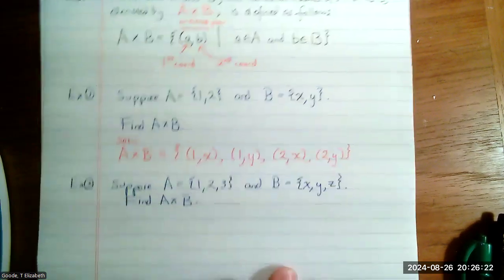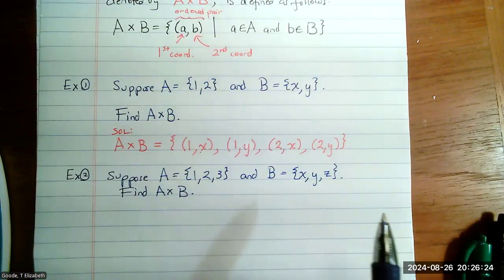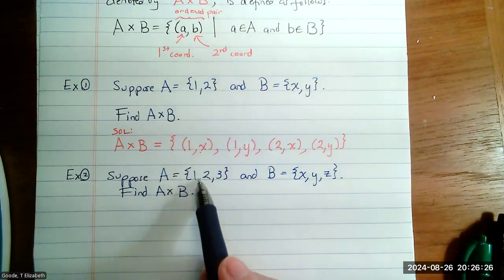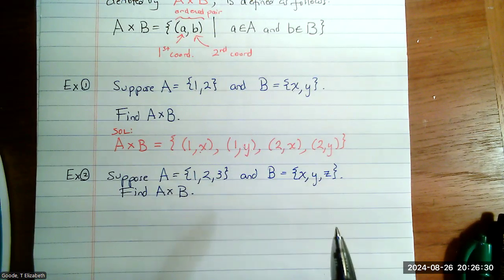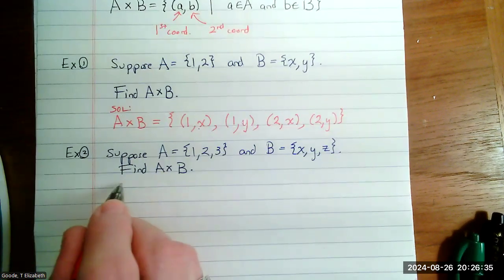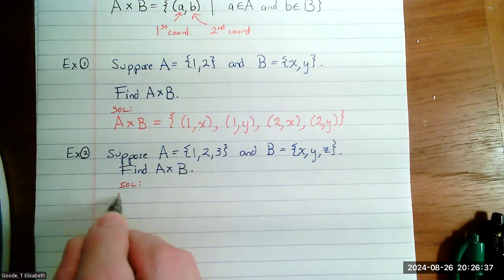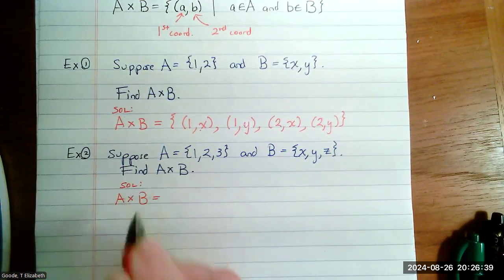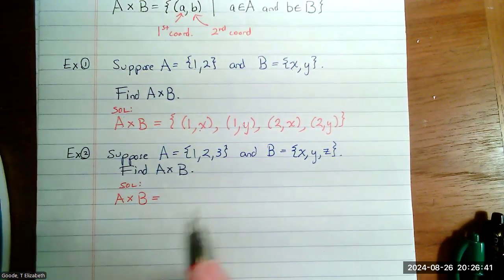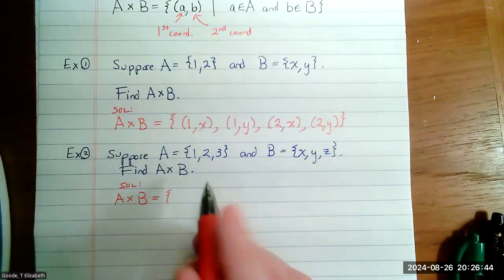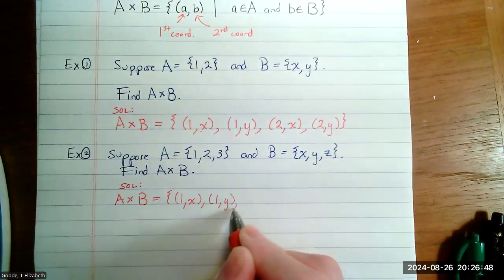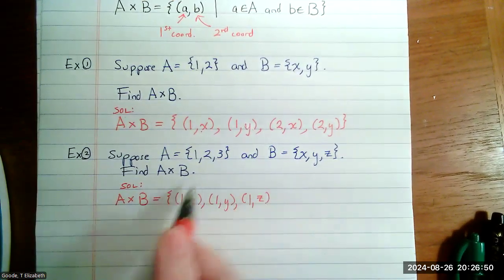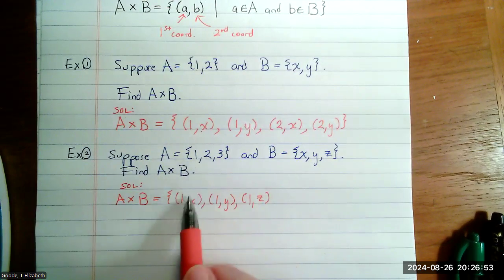And now we might say, well, how many elements are there going to be? How many ordered pairs? 3 choices for the first coordinate times 3 choices for the second coordinate. 9 elements, 9 ordered pairs. You may be wondering now, do A and B always have to have the same number of elements? Nope. But here they happen to. So 1x, 1y, 1z. Okay, so we've exhausted 1 as a first coordinate.